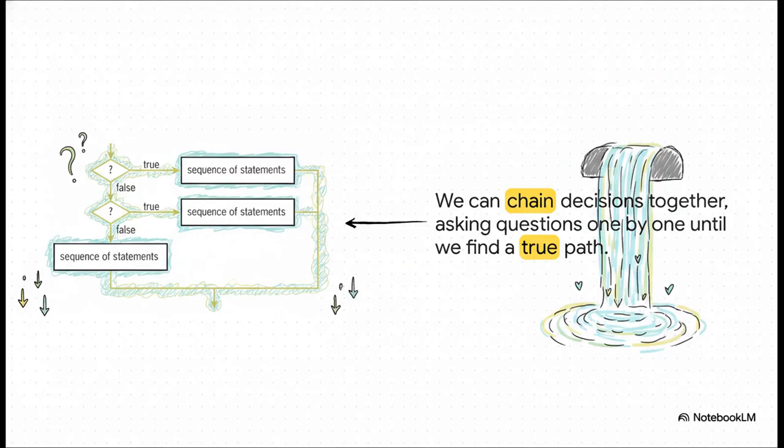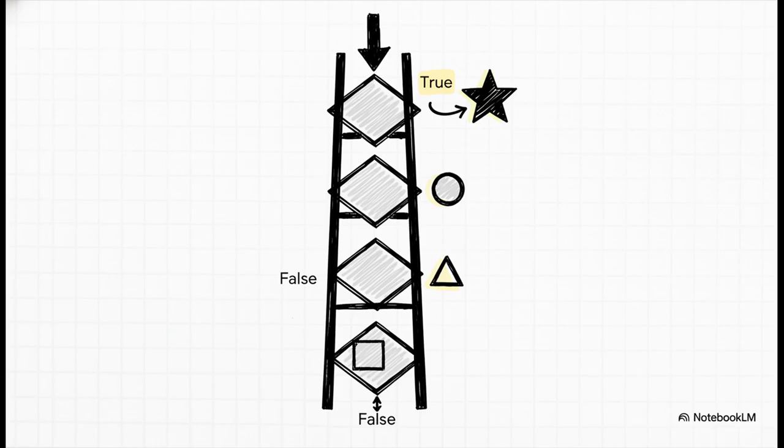So how do we deal with this? Well, we just create a chain of decisions. The computer asks the first question. If the answer is no, it just moves on to the next one, and then the next one, and so on. It's kind of like a waterfall, just flowing down until it finds the one right path to take. We call this a decision ladder. The program starts at the very top rung and checks the first condition.